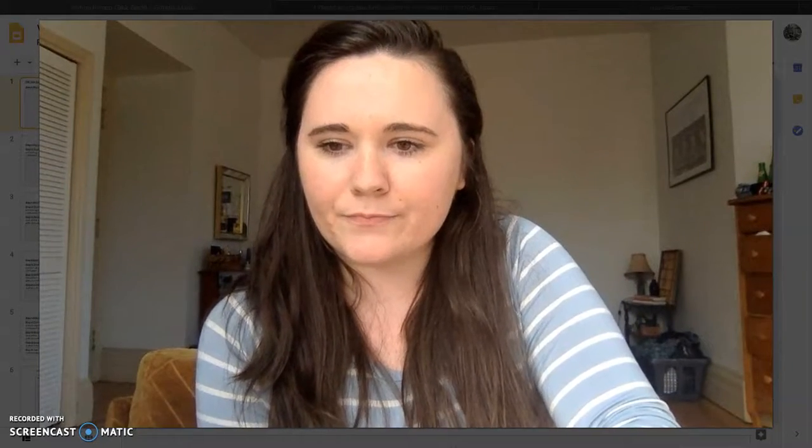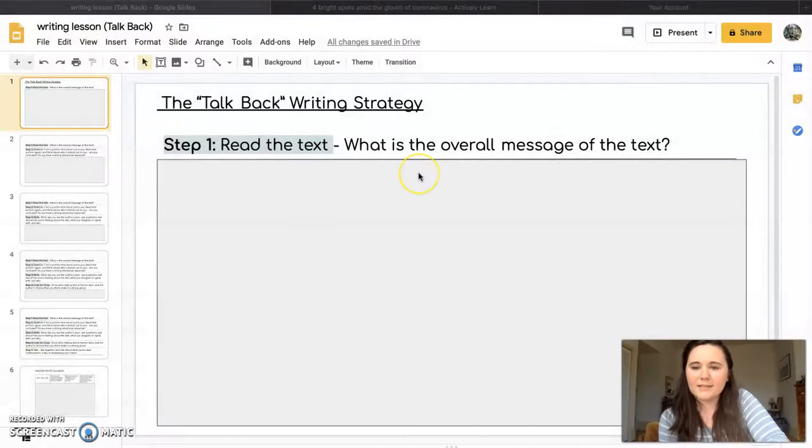Now, I'm not going to just sit you down with a mentor text and expect you to get all of the information you need out of it. Instead, I'm going to teach you a strategy today that will help you get the most out of your mentor texts. This is called the talk back strategy. It has 5 steps. It's very simple. So let's dive in.